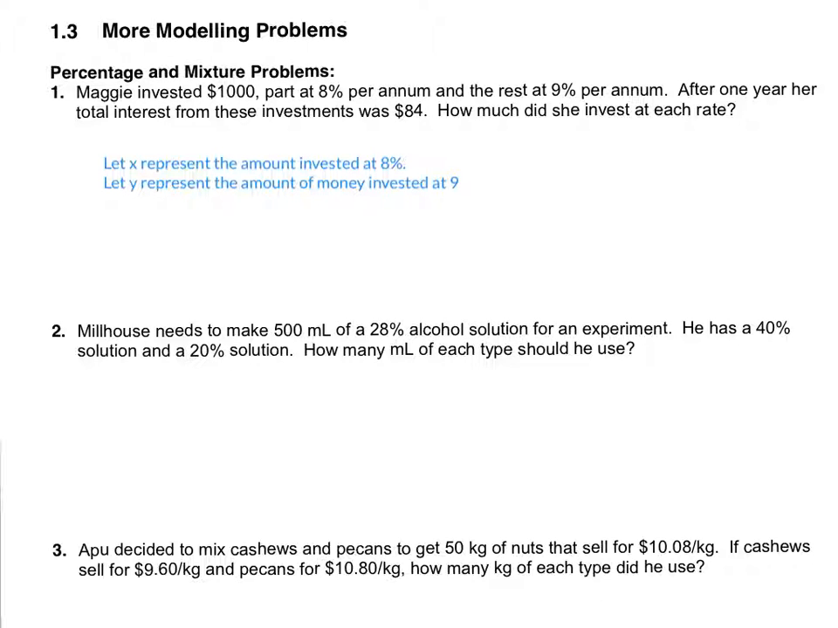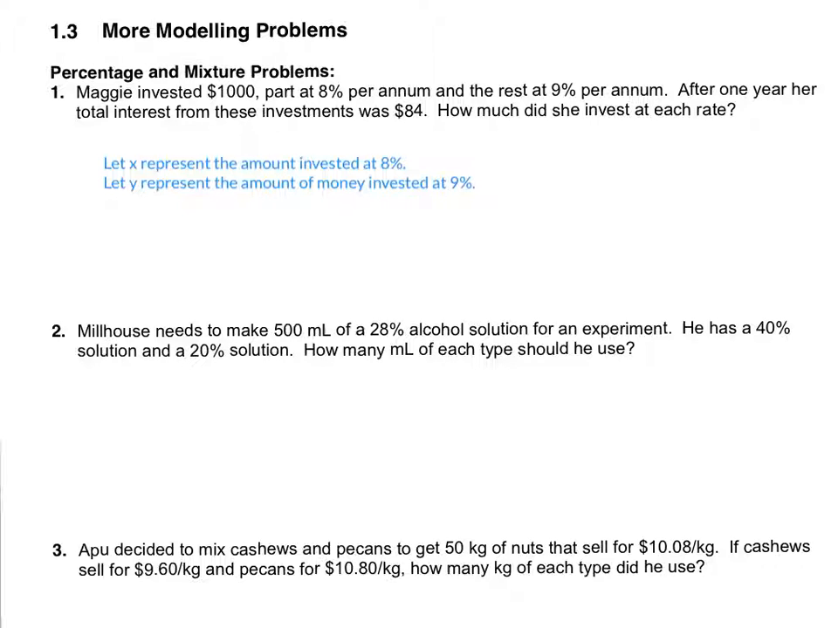Now, some people would ask, well, why wouldn't you just invest it all at the higher percent? Perhaps before the investment was actually made, she didn't know ahead of time that that investment was going to be making 8% and the other one was going to make 9%. Perhaps it's something that you can't predict ahead of time. It's based on stocks or something like that. All right, so we need our equations.